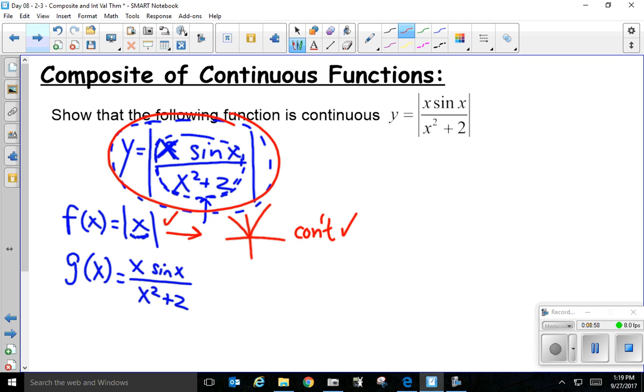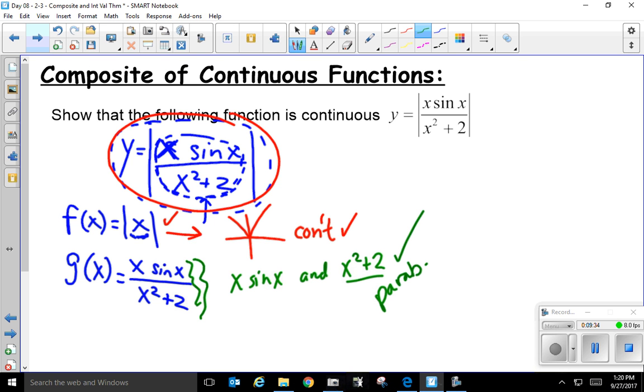I've got to make sure this is continuous. And we can use some of our properties. I can use division, right? So if x times sine of x is continuous, and x squared plus 2 is continuous, isn't that my division property? If you divide two continuous functions, that means the quotient is continuous. Well, isn't this a parabola that's just moved up too? That's continuous.